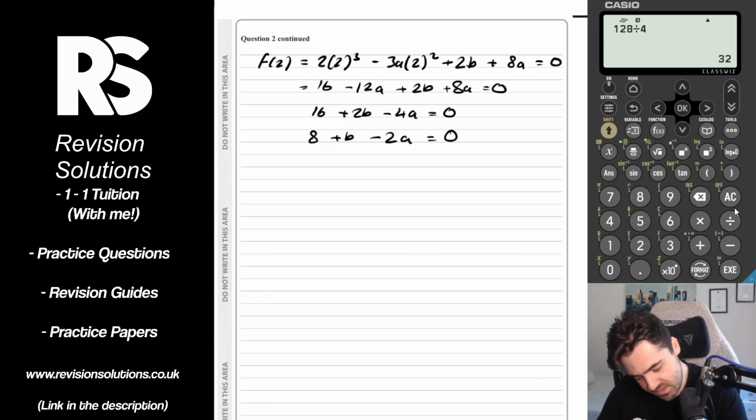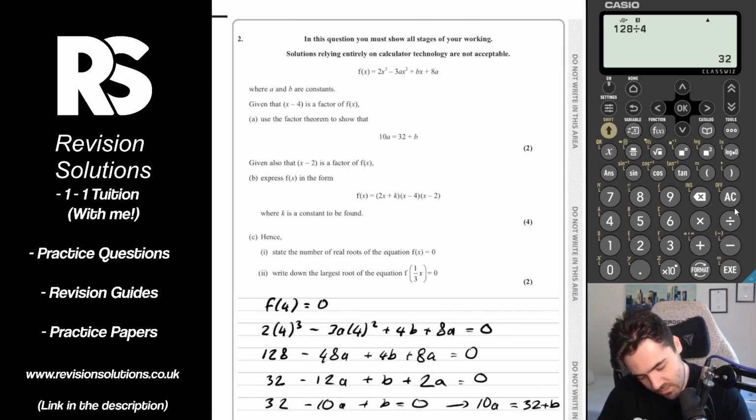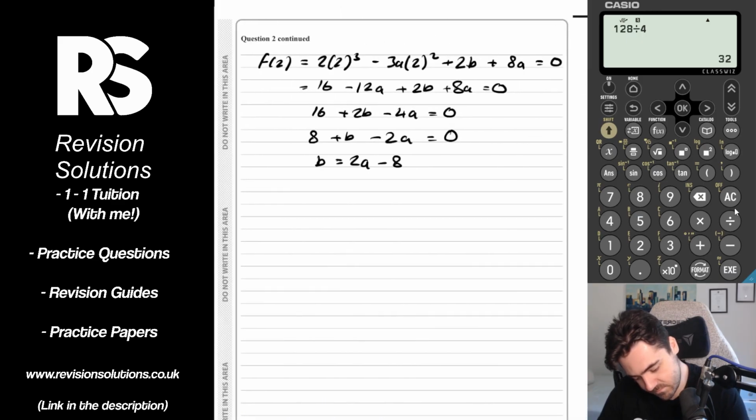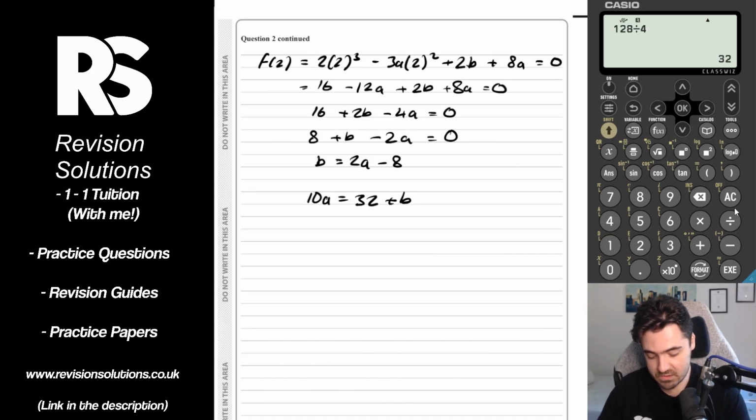Let's rearrange this for b, actually. So b would then be 2a minus 8, and we'll just note we had another equation from part A that was an equation in terms of a and b. So we had 10a equals 32 plus b. So if we have two variables and two equations, we know we can solve simultaneously to get a and b, which will definitely be helpful.